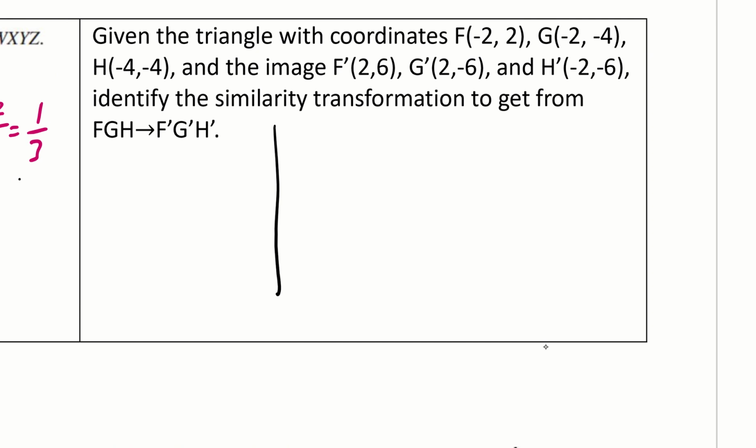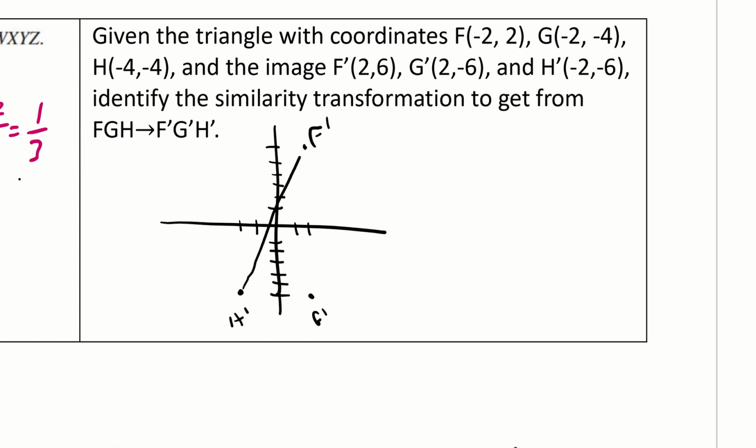Let's see here. I'm going to draw this out. Okay, so this is the image, and then we'll do the pre-image here. So -2, 2. We got -2, -4.